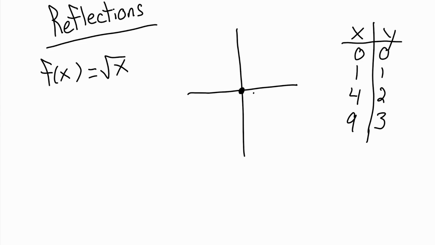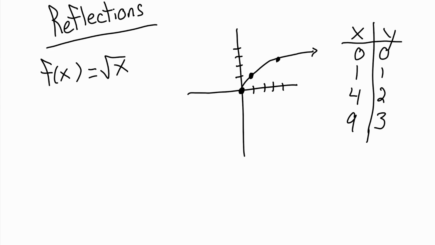So we have 0, 0, 1, 1, 4, 2, not 2, 4. Okay, and then we would have a point out at 9, 3 as well. And it's only going in this one direction. It's kind of cut off at 0, 0 because there are no negative inputs and there are no negative outputs in this base graph.